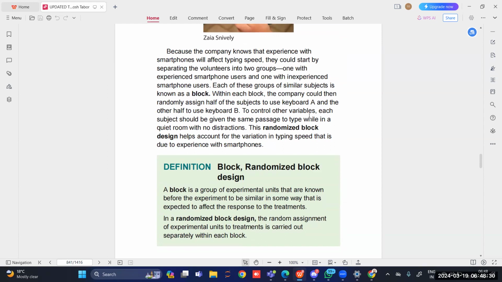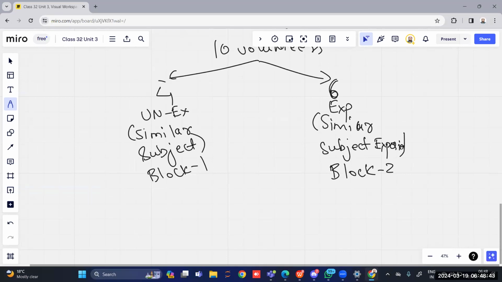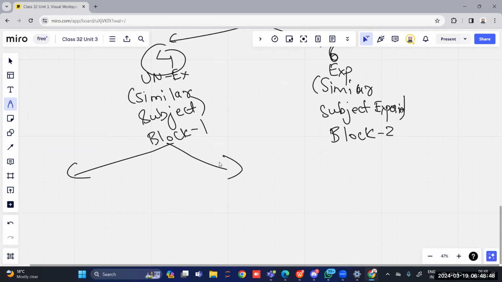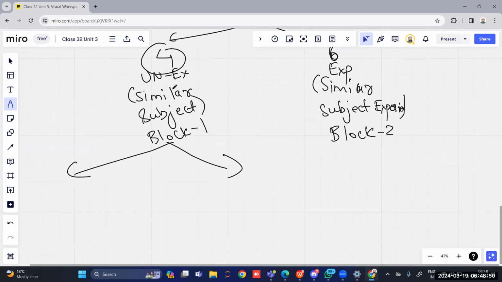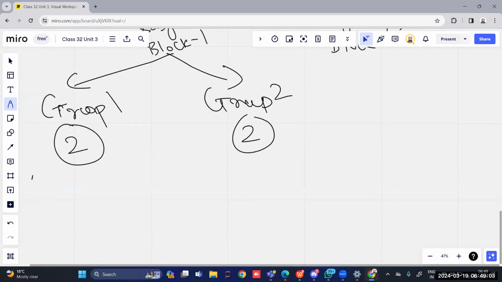Within each block, the company could then randomly assign half of the subjects to use keyboard A and the other half to use keyboard B. This is a very good technique. This is block 1. Now I'll distribute block 1 into two parts, randomly assigned, group 1 and group 2 with equal students. There are four, so we'll distribute them two and two. One will be given keyboard A and the other keyboard B.